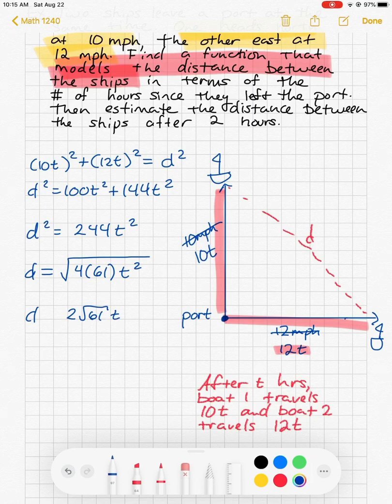So then let me see if this is what I was asked for. I can see the variable here is t. Okay, so let's see what the question asked. Find a function that models the distance in terms of the number of hours since they left the port. Oh, so that's what I have. I have the distance as a function of the time t.